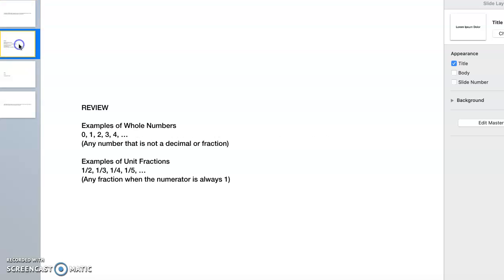First, let's review. If you forget what whole numbers are, here are a couple of examples: 0, 1, 2, 3, 4. As you can see, a whole number is any number that is not a decimal or a fraction. If you forget what unit fractions are, here are a couple of examples: 1/2, 1/3, 1/4, 1/5. As you can see, a unit fraction is any fraction where the numerator is always 1.